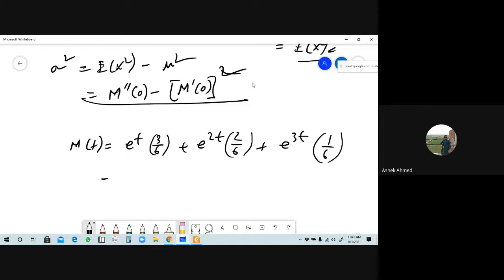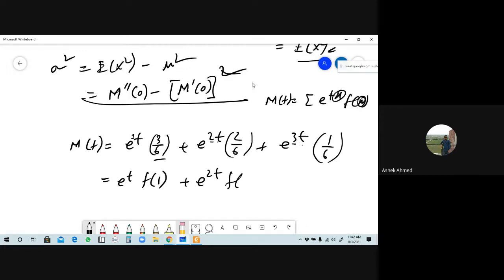Understand? So from here, the coefficient of t is 1 here, 2 here, and 3 here. We already know that in the moment generating function, m of t was the summation of e to the power tx into f of x. That is, the coefficient of t gives the value x. Since the coefficient of t is 1, this is e to the power t, and this value will be the function f of 1; e to the power 2t will be f of 2; and e to the power 3t will be f of 3 here.